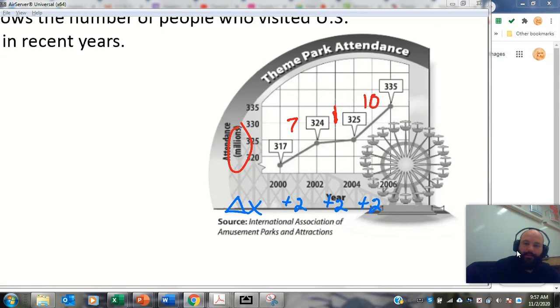And so now we've got to come up with the slope of each one of these lines. So again, you're finding the change in x and the change in y first, and then you write the slope. And you can see the change in x's are always consistent. It's every 2 years. So what we end up having is 7 over 2, right? So 7 million over 2 years. The next one is 1 million over 2 years. And then the last one is 10 million over 2 years. And that's how you come up with your slope.